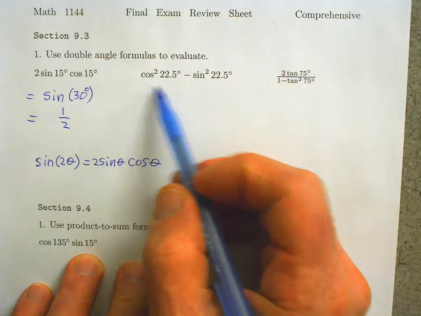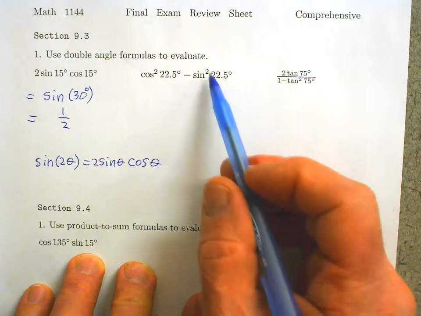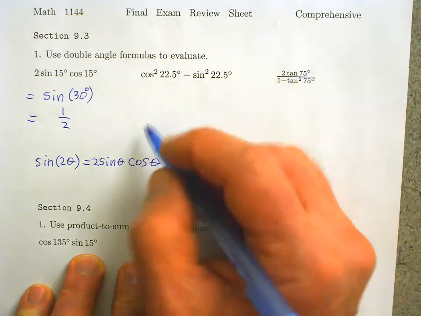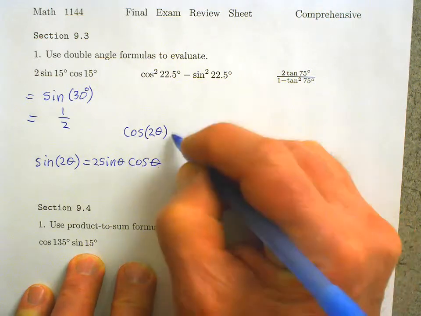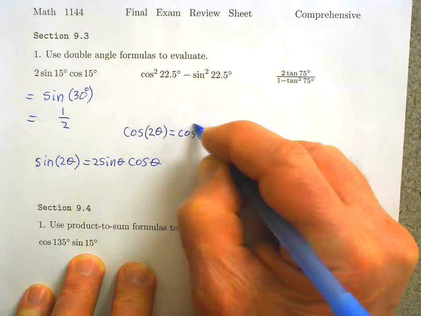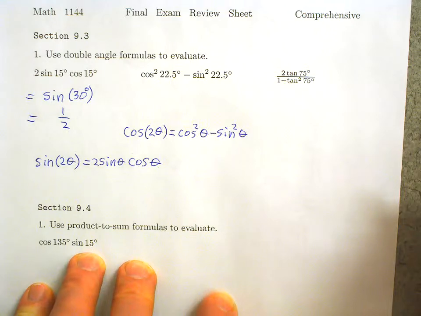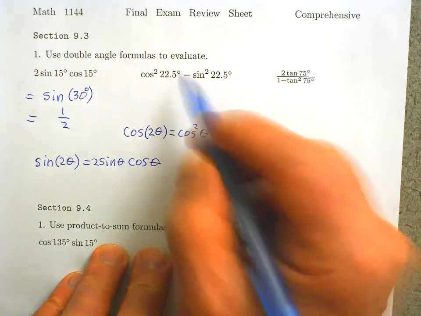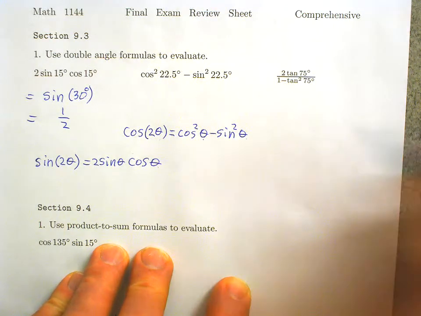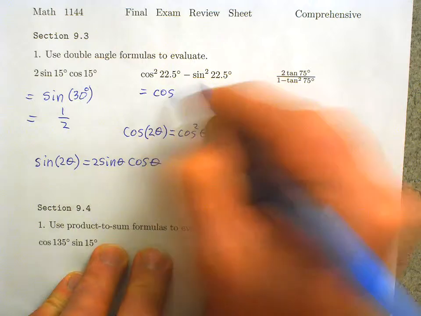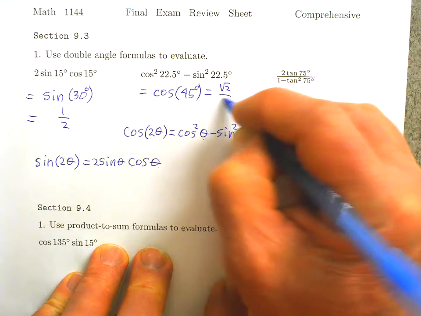The other one, cosine of 22.5 degrees squared minus sine of 22.5 degrees squared. So we remember the double angle formula for cosine. Cosine of 2 theta is cosine squared of theta minus sine squared of theta. Okay, so if theta is 22.5 degrees, then 2 times theta is 45 degrees. So this is just cosine of 45 degrees. And we know that that's the square root of 2 over 2, another special angle.